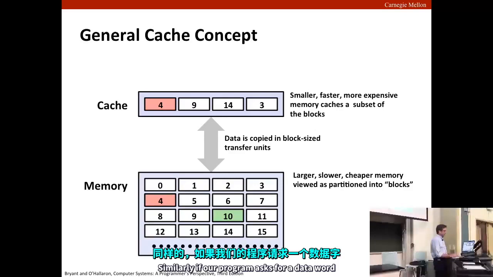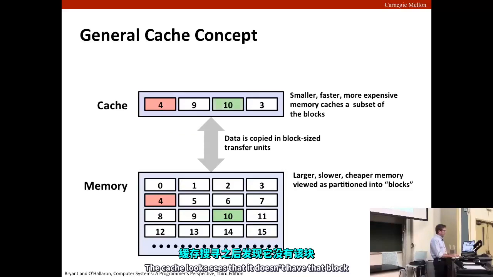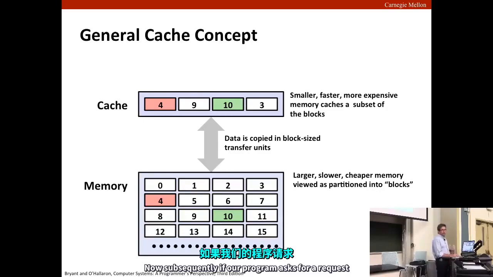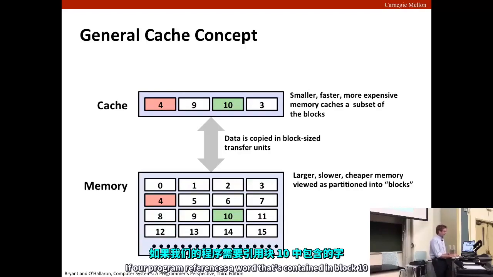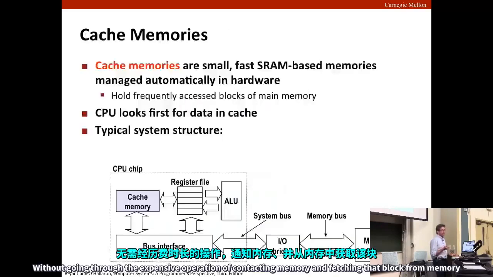Similarly, if our program asks for a data word that's contained within block 10, the cache looks, sees that it doesn't have that block, so it requests that block from memory, which copies it into the cache, which overwrites an existing block. Now, subsequently, if our program references a word that's contained in block 10, for example, then we have a hit, and the cache can return that block immediately without going through the expensive operation of contacting memory and fetching that block from memory.